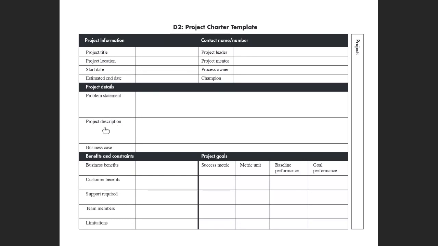The project description shows what you are going to tackle, because sometimes in an organization or company they have different processes, or steps linked to each other. Is the project going to cover all the processes? Some of the processes have to be clearly identified. The benefits and constraints also have to be identified. The team members, who are they, the limitations, what is the metric to say it is a success, the unit of that metric, and the baseline for the performance.